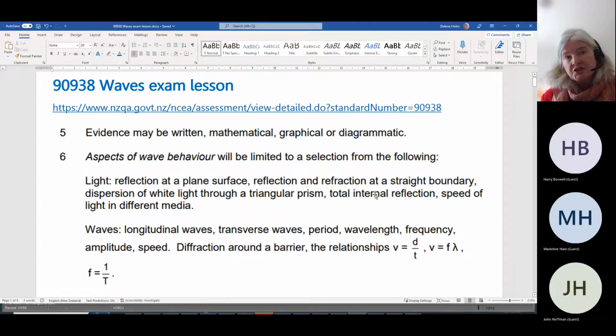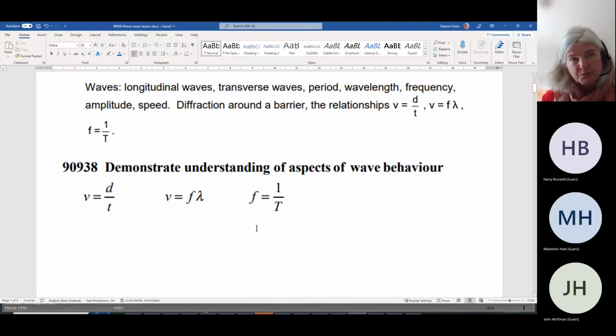You will be looking at reflection and refraction of light, dispersion of white light through a triangular prism. So you need to know about the Roy G. Biv, the different colors, total internal reflection, and how the speed of light. Okay, then you also need to know the difference between longitudinal and transverse waves. You need to be able to also calculate things like period, wavelength, and frequency. And you notice that they give you 3 formulae, which are the ones that are given in the resource booklet. So you don't have to learn those off by heart.